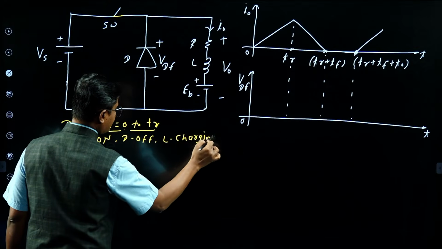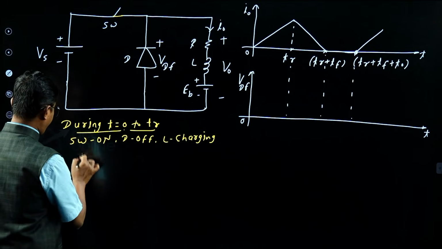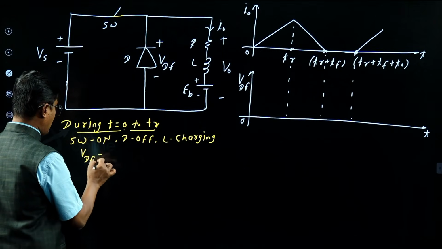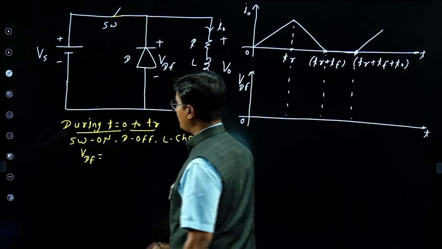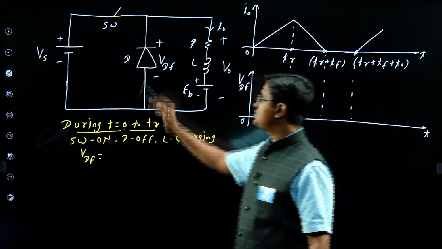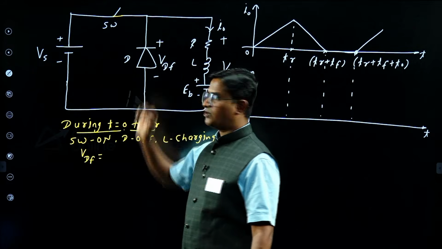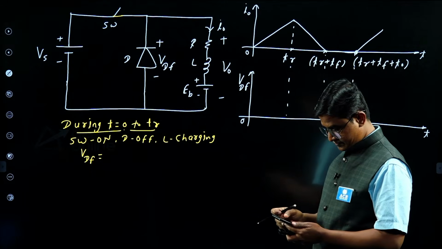If inductor is charging, then what is VDF? Diode is in off state, right? DF or D, anything you can write. So what is the voltage across diode? When switch on, what is the voltage across diode? Come on, can anyone? It is simple network theory, nothing else.